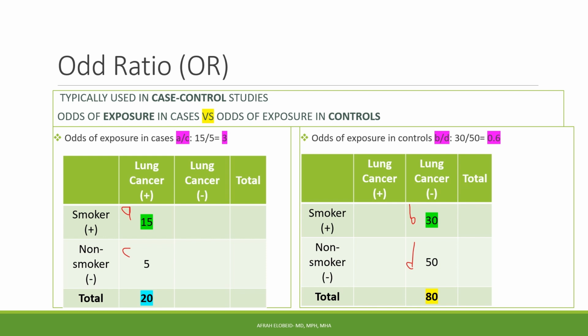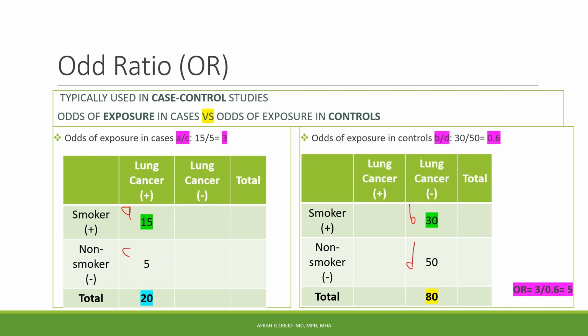To have the odds ratio, we have to divide the odds that we calculated for cases by the odds we calculated for controls, which means we divide the 3 we got here by 0.6, which we have here, and the answer is 5. That's the odds ratio for that question. It's simple, yes, but we have to understand the concept first.